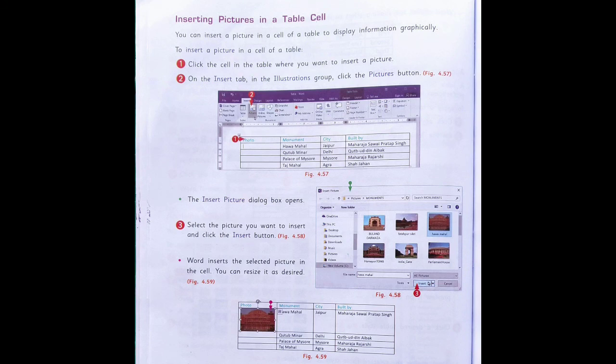Then the Insert Picture dialog box opens. Then select the picture you want to insert and click the Insert button. In figure 4.58 you can see the Insert button. Then Word inserts the selected picture in the cell. You can resize it as desired.